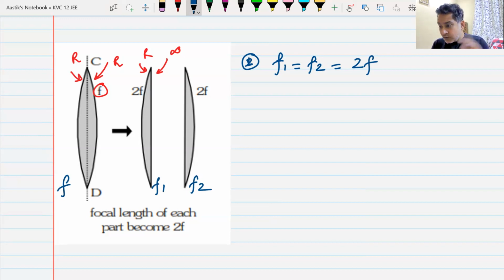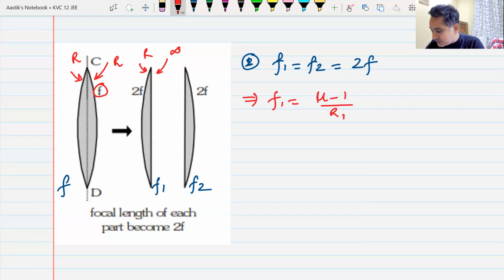Now, if they have different radii of curvature, you remember, my f1 will be equal to mu minus 1 by R1 and my f2 will be equal to mu minus 1 by R2. If they have the same radius of curvature, the focal length becomes twice. If they have different radii of curvature, these are the ratios. They might ask you what is the ratio of f1 by f2.